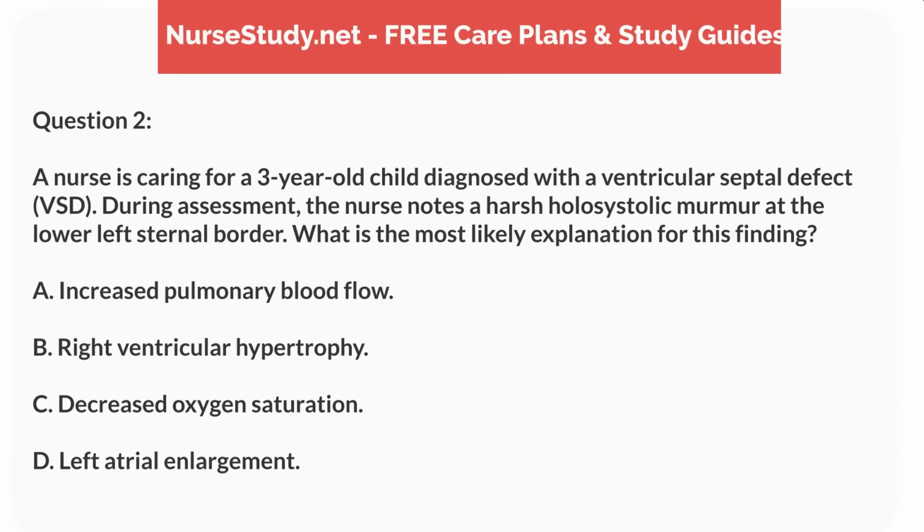Question 2. A nurse is caring for a 3-year-old child diagnosed with a ventricular septal defect, VSD. During assessment, the nurse notes a harsh holosystolic murmur at the lower left sternal border. What is the most likely explanation for this finding?